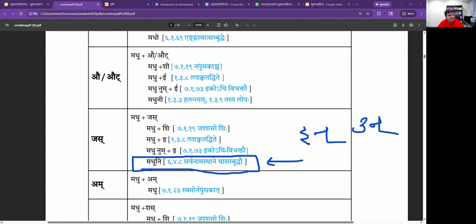Madhuni iti atra sarvanama sthane cha sambuddha iti sarvanama sthane. Gatam tata mahodaya. I didn't even think about in or in. Sometimes what happens is we confuse between ikka, which is iu, rulu, everything we take together. And then that's not the case over here.